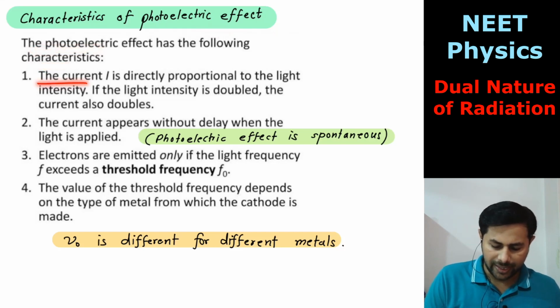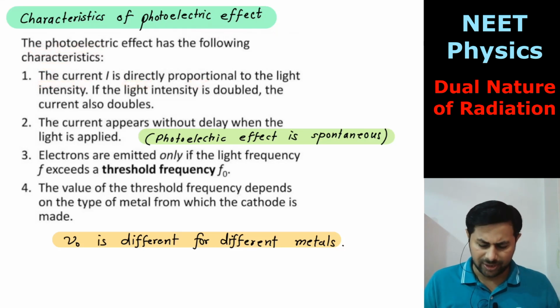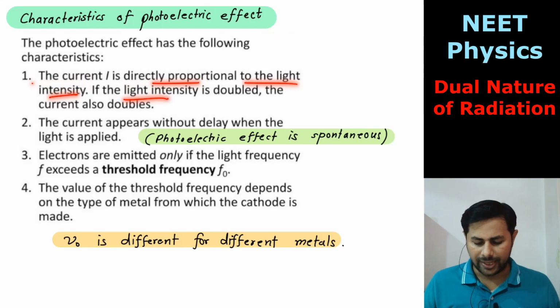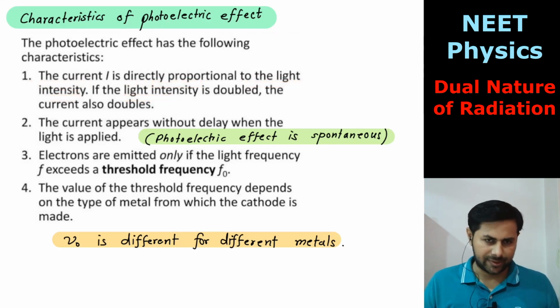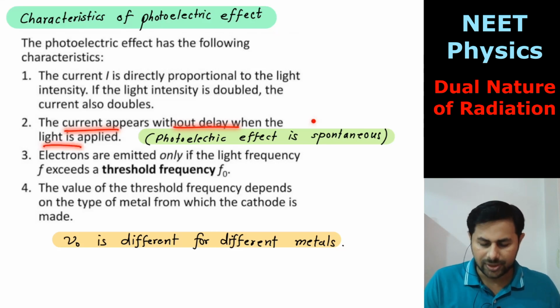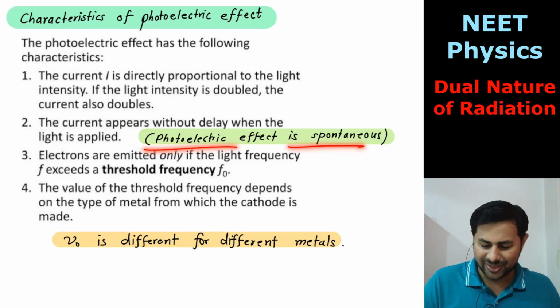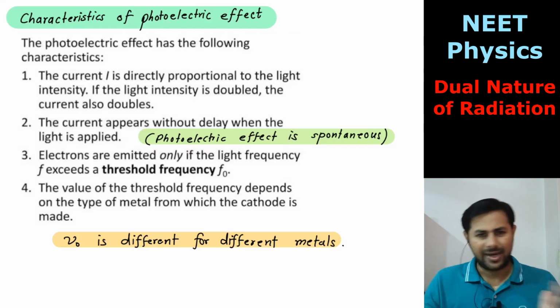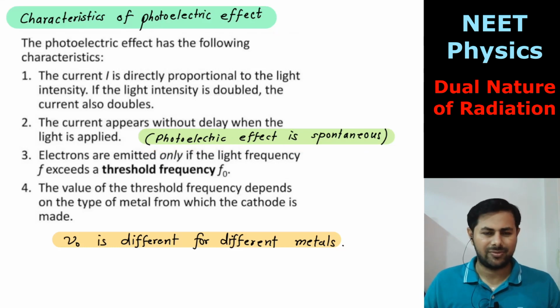These are just observations. The current I is directly proportional to the light intensity. If light intensity is doubled, the current also doubles. The current appears without delay. This is important: current appears without any delay. The photoelectric effect is spontaneous. Light is incident on the photosensitive material and the electrons come out. It's that fast, right?